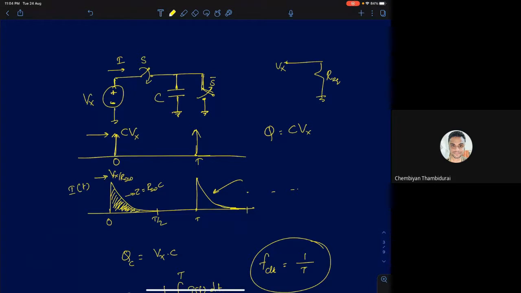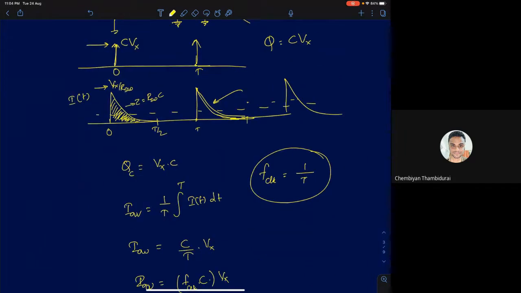Now the current drawn from this voltage source in this new circuit is a transient current. It peaks, goes down to 0, and in another cycle it peaks, then goes down to 0, and so on. This is the current waveform that's drawn. Now, when you compute the average current being drawn, you have to compute the average of this waveform. That is simply 1 by T integral of the current in one cycle. This integral of the current in one cycle is nothing but the charge transferred. That will be C into Vx upon T.